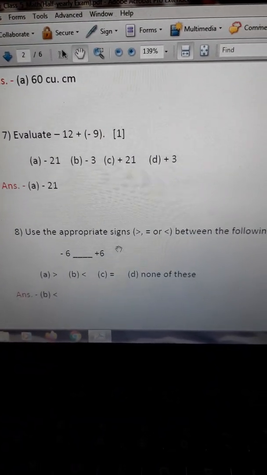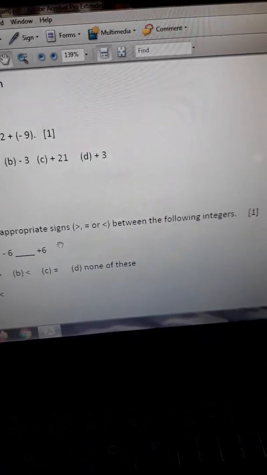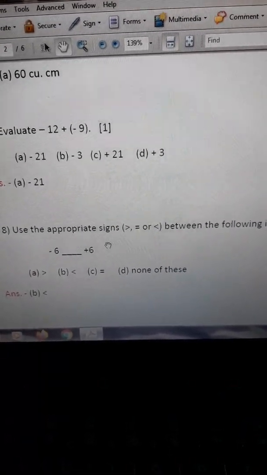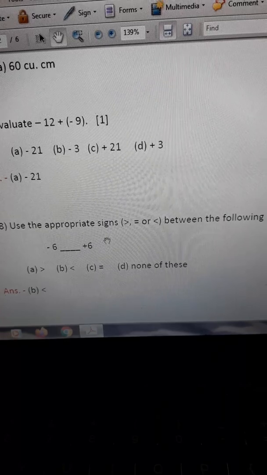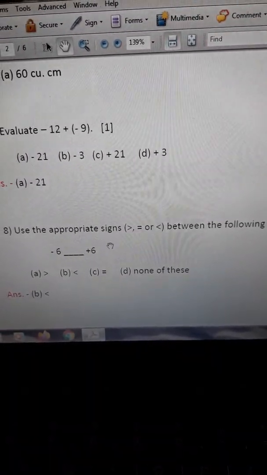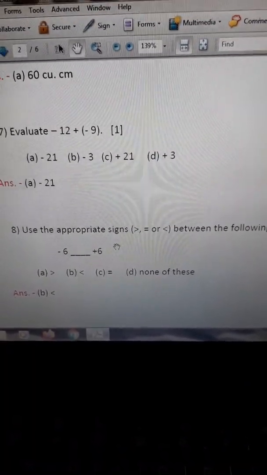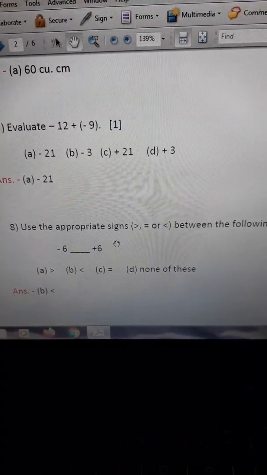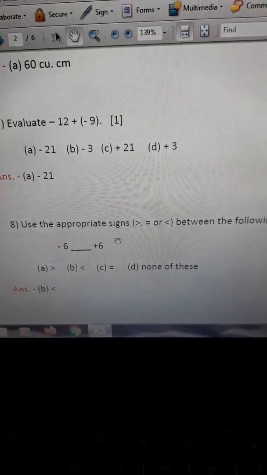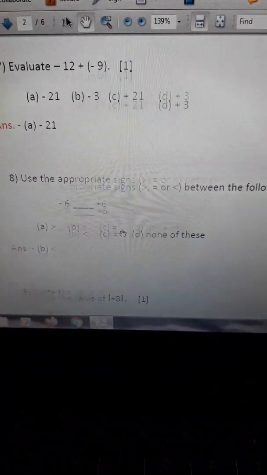Question number 8. Use the appropriate signs greater than, equal to, and less than between the following integers. Minus 6 and plus 6: minus 6 is greater than plus 6, or minus 6 is equal to plus 6, or minus 6 is less than plus 6. That you have to find out. The option will be B, minus 6 is less than plus 6. Plus 6 will be greater than minus 6. So option B is the correct one.